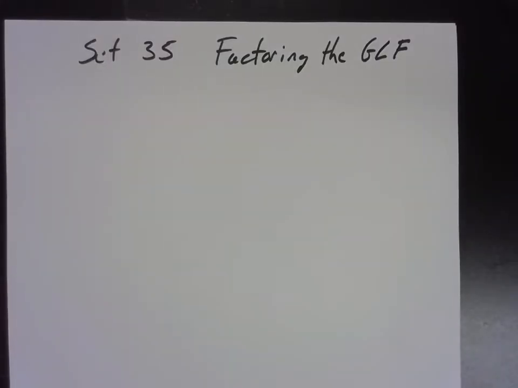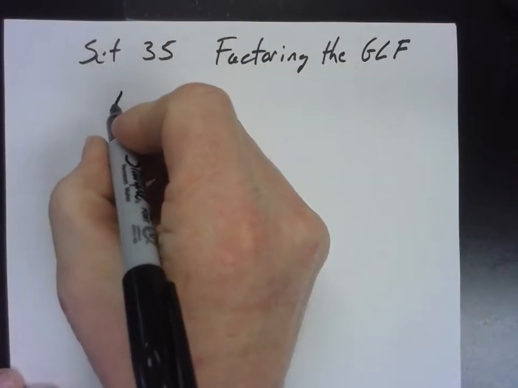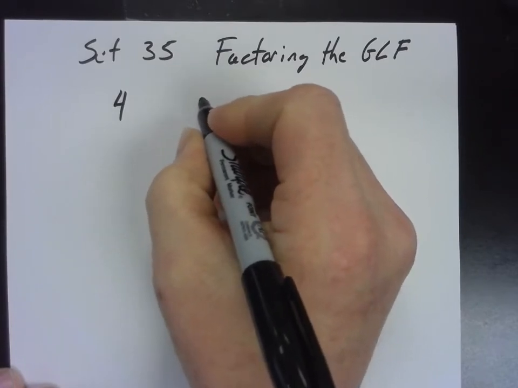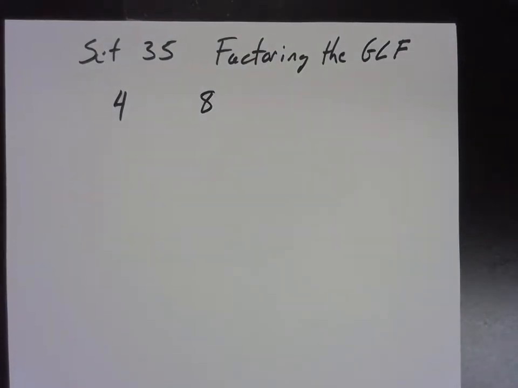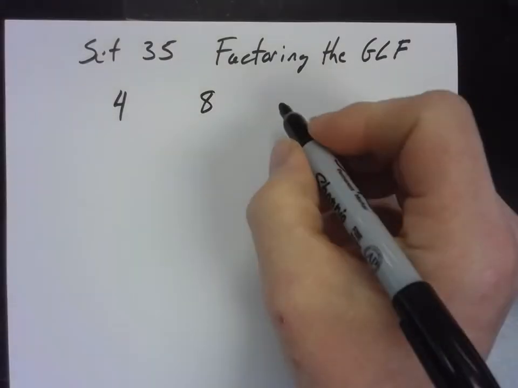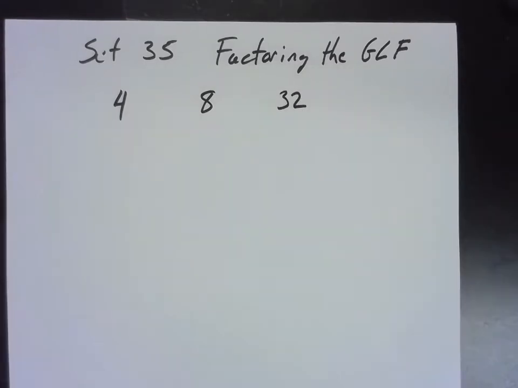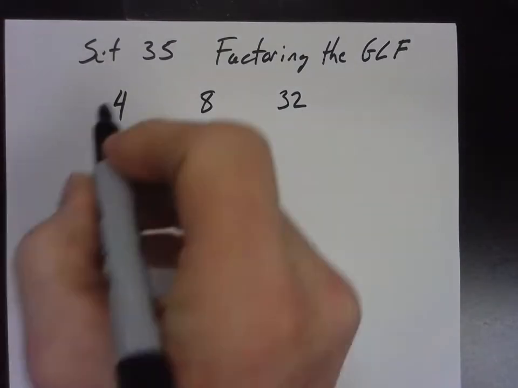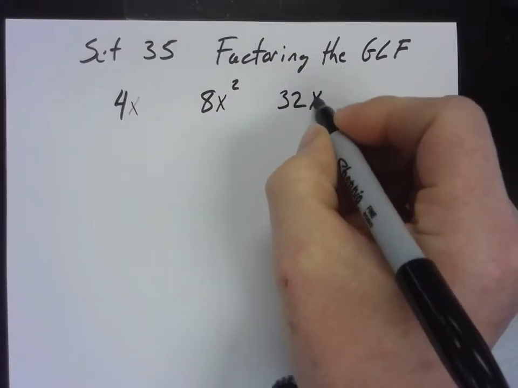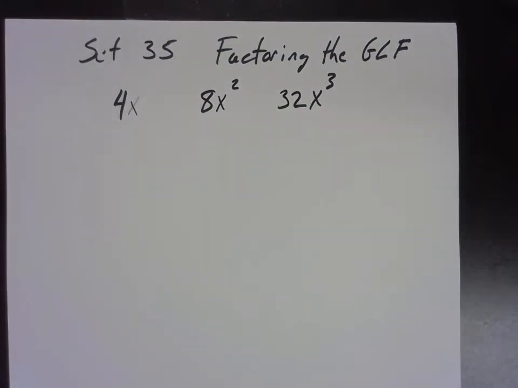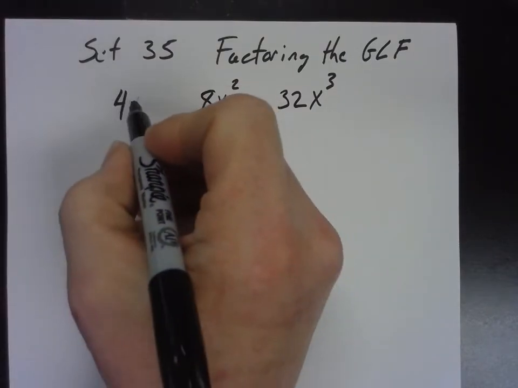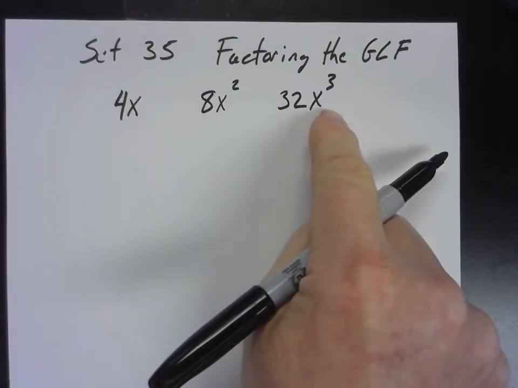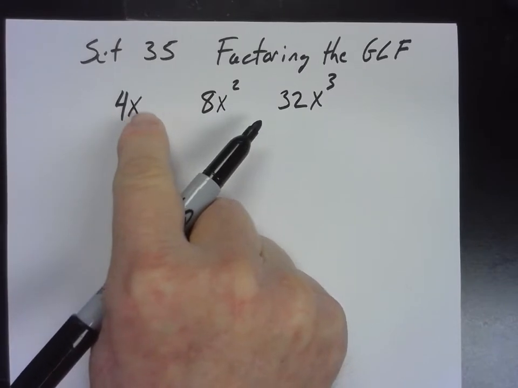Now, last thing we talked about was the greatest common factor. Finding the greatest common factor of two numbers, like 4 and 8. What's the greatest common factor? 4. Okay. What's the greatest common factor of 4, 8, and 32? 4. Still 4? Okay. What if we have an x here, an x squared, and an x to the third power? What's the greatest common factor? 4x. That's right. Is the variable common? And then we just took the lowest exponent, didn't we? So there's our greatest common factor.